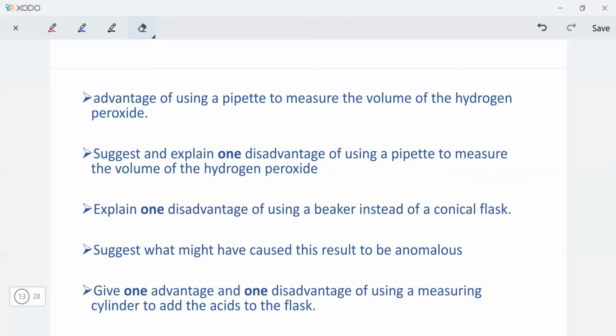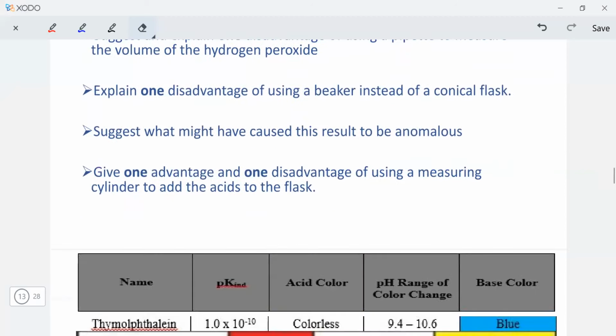Give one advantage and one disadvantage of using a measuring cylinder to add acids to the flask. One advantage of using a measuring cylinder is that it is quick and easy to use. The disadvantage is that it is an inaccurate measurement compared to a burette. But a big advantage is that measuring cylinders are fast and quick, and also easy to use.